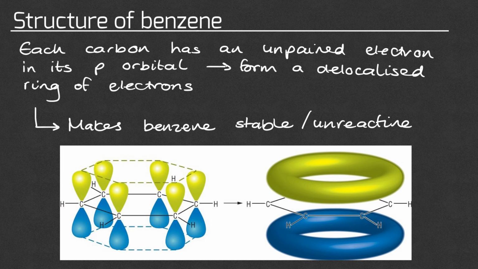Having a delocalized ring of electrons makes benzene very stable, which means it is very unreactive. If a molecule is stable, it's not energetically favourable for it to undergo a reaction. Benzene does undergo some reactions, and we're going to look at what those reactions are and why they happen later in the video.